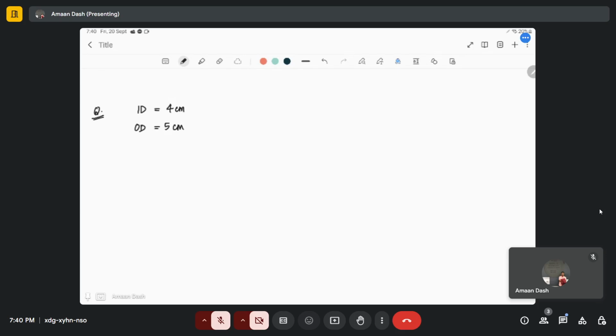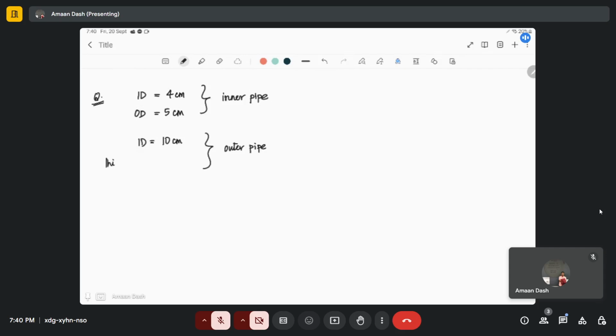So this is for the inner pipe. Similarly, for the outer pipe, we have the inner diameter equal to 10 centimeter and the thickness that we have for the layer is equal to 1 centimeter. Then what will be the equivalent diameter of the annular region?